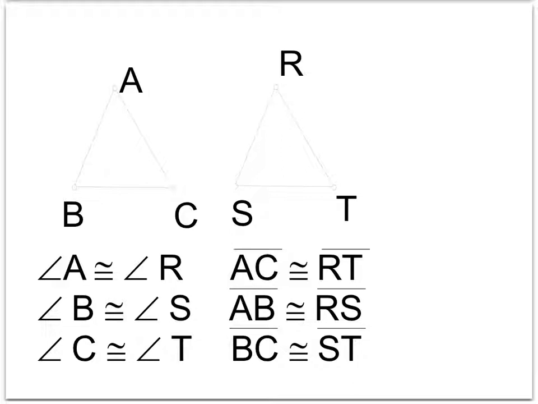But in this case, angle A is congruent to angle R. Angle B is congruent to angle S. And angle C is congruent to angle T. Also, side AC is congruent to side RT. AB is congruent to RS. And BC is congruent to ST.